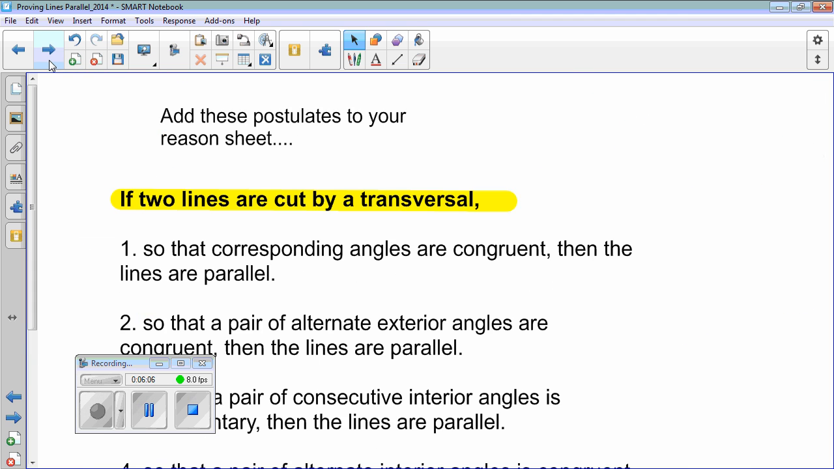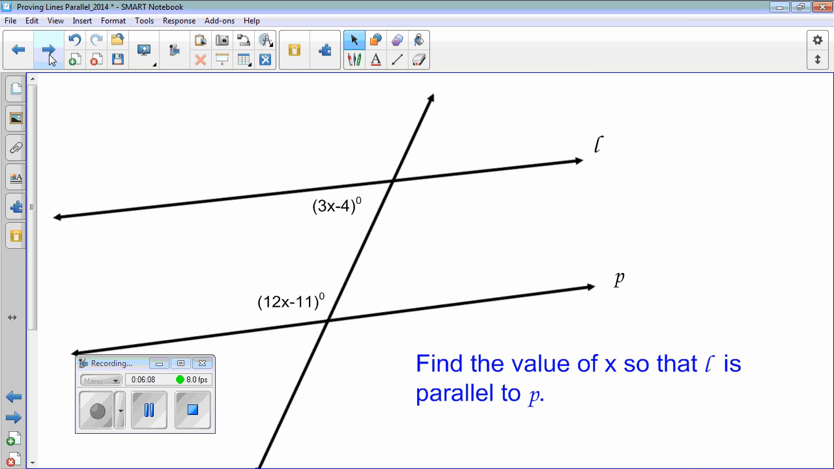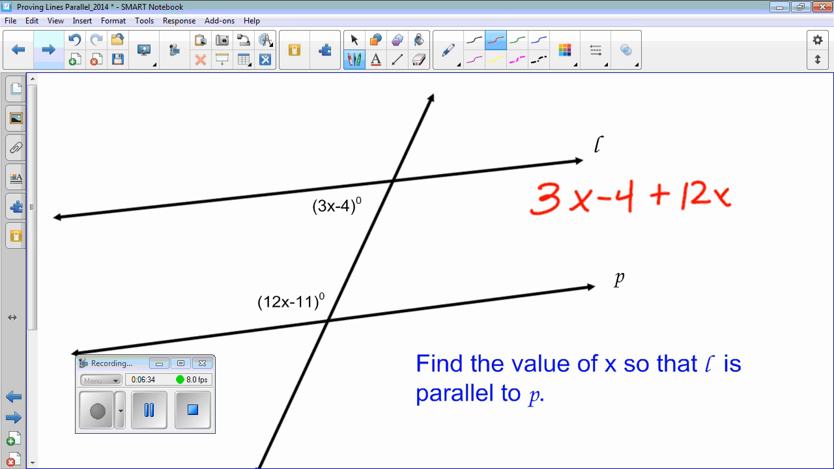On your homework, you might have a question that looks something like this. Find the value of x so that line L is parallel to line P. We're not told the lines are parallel, but if we wanted to make sure they were parallel, what kind of equation would I write here? Just tell me what the equation would be. Jared? Equals what? Very good, because this would be the consecutive interior angle converse, right?